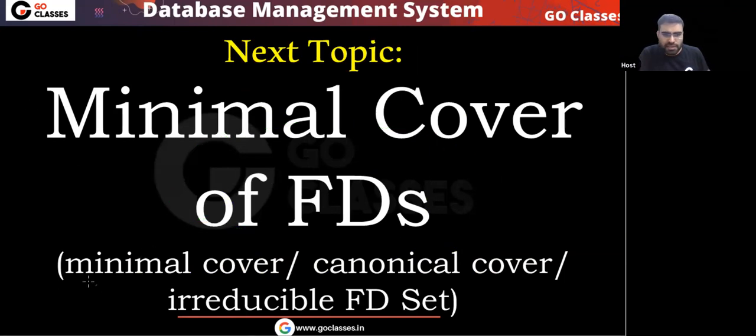Let me tell you that it is also called minimal cover. You can also call it canonical cover. You can also call it irreducible FD set, the irreducible set of functional dependencies. So these three things are the same. Remember, minimal cover, canonical cover, irreducible set of FDs, all these three things are the same. Now let's start this.